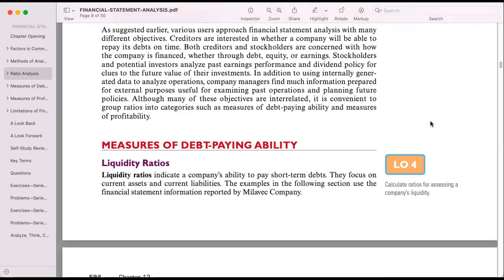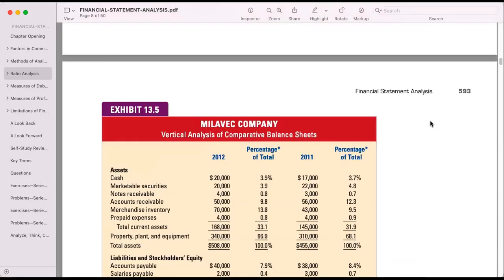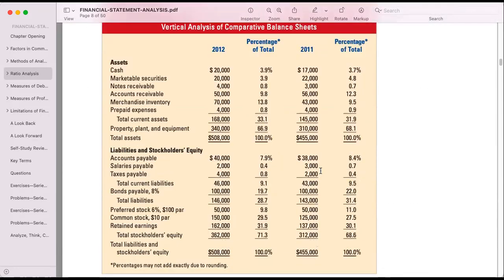Now let's proceed to the ratio analysis. So what is a ratio analysis? It involves studying various relationships between different items reported in a set of financial statements. So ang ginastudihan sa ratio analysis is relationship between different items reported in the set of financial statements. Ano ba yung relationship ni asset at ni liability? Ano ba yung relationship ni asset kay shareholders equity? So yun yung mga ginastudihan sa ratio analysis.